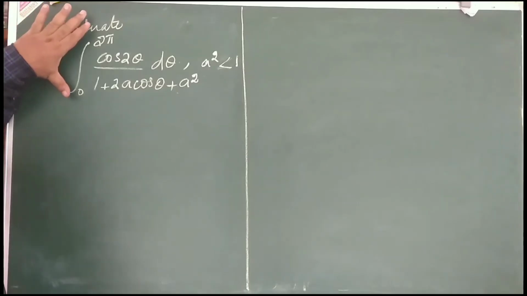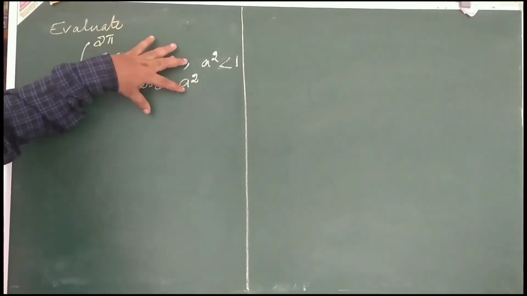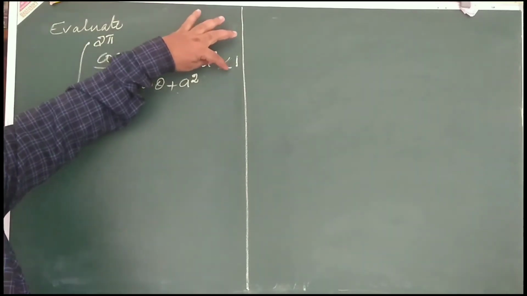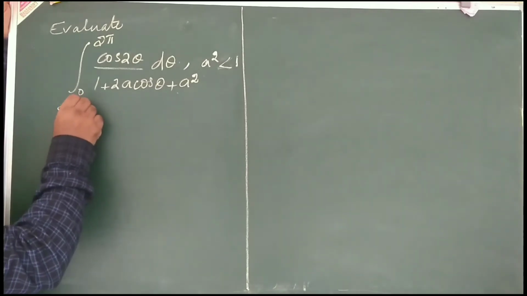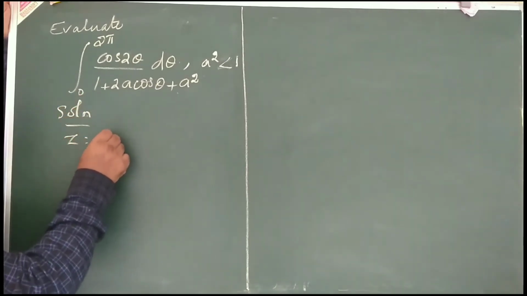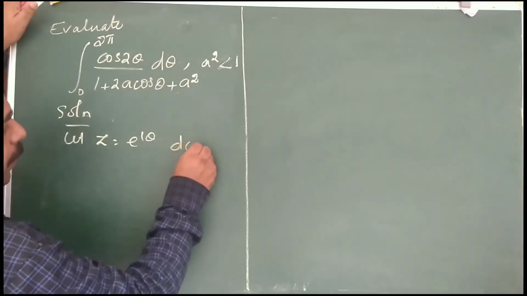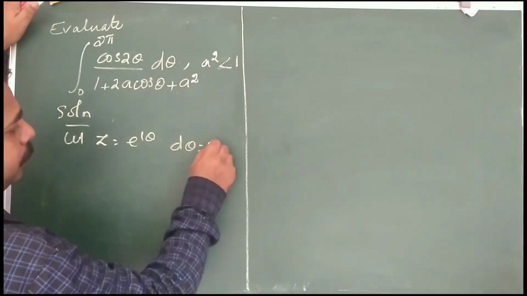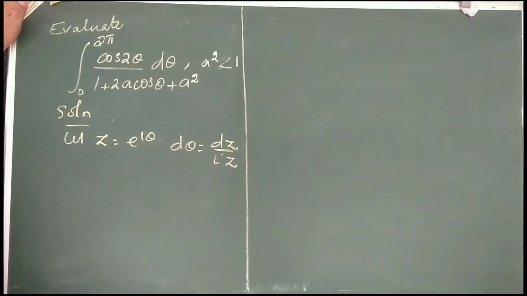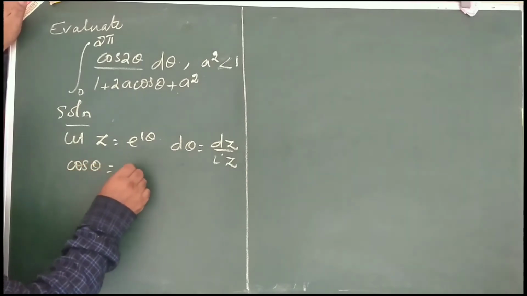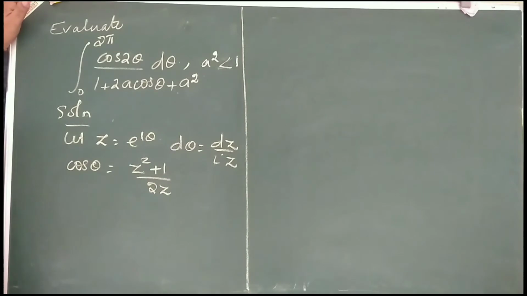Evaluate the integral from 0 to 2 pi of cos 2 theta divided by 1 plus 2a cos theta plus a square, given that a square is less than 1. Since the limit is 0 to 2 pi, we can take z equal to e raised to i theta. Then d theta is equal to dz by iz, and cos theta is equal to z square plus 1 divided by 2z.